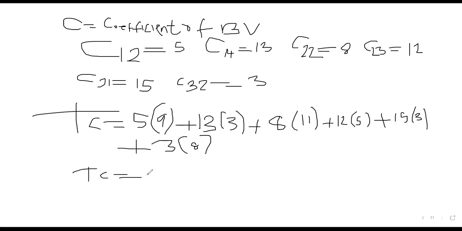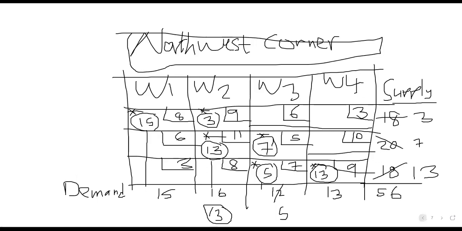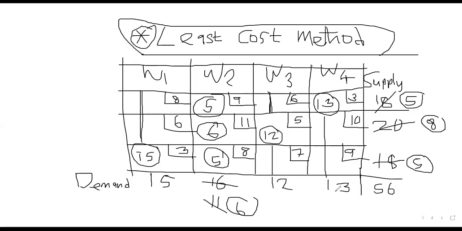5 times 9, 18 times 3, 8 times 11, 12 times 5, 10 times 3, 3 times 8. So it is giving us coincidentally the same answer as that of the least cost method, meaning that this may be the optimal solution, because VAM is the best method ever. VAM minimizes the cost. So here we have the least cost, which is this one.